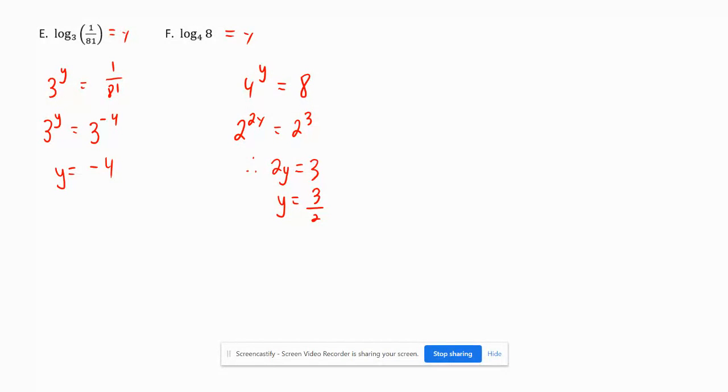Okay, so this is how we evaluate logarithms as well. And again, guys, your calculator can do all of these as well, but you need to have a sense of how we convert between logarithmic and exponential form.